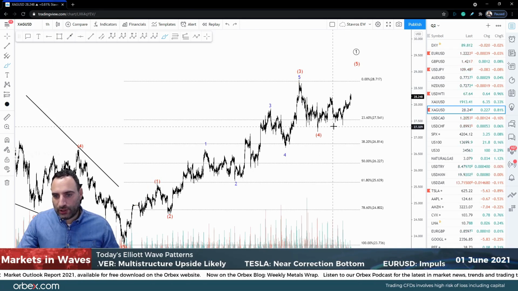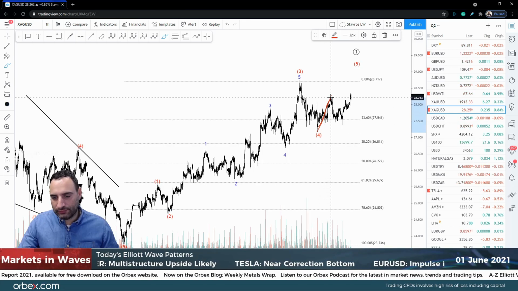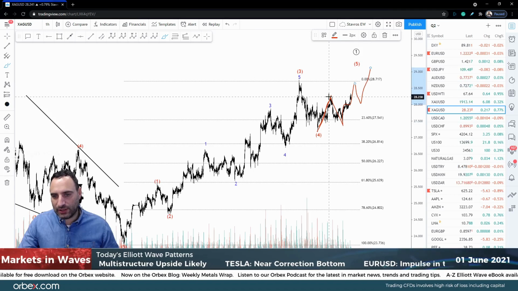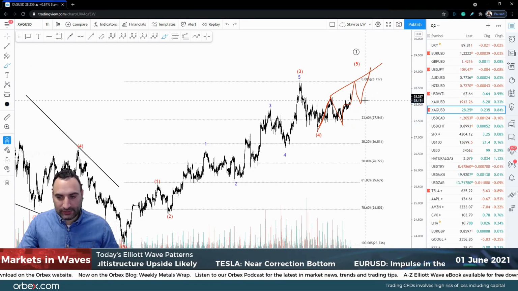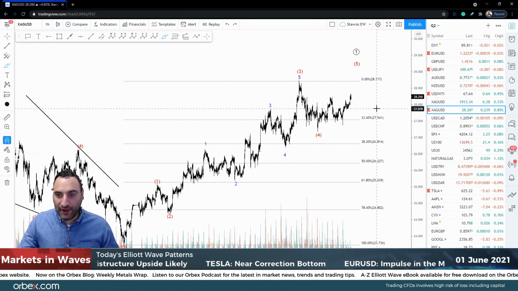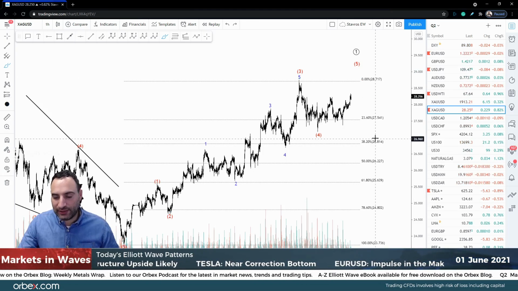So how we are getting this for now, at least, is this looks like ABC, ABC, we might get ABC, ABC, ABC. Could be a leading diagonal over here, a corrective type, because leading diagonals can be corrective or impulsive, which means wave 5 is going to be quite large, and since we're in commodities, that can be expected.